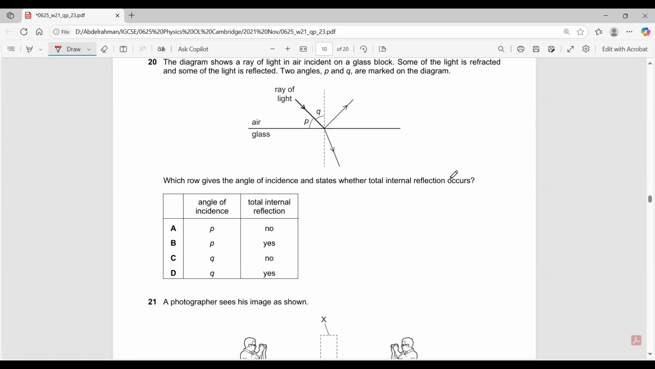The diagram shows a ray of light. Which row gives the angle of incidence, and is this a total internal reflection? It's quite obvious that it's not a total internal reflection, right? Which row gives the angle of incidence? The angle of incidence is Q. So Q and not a total internal reflection.